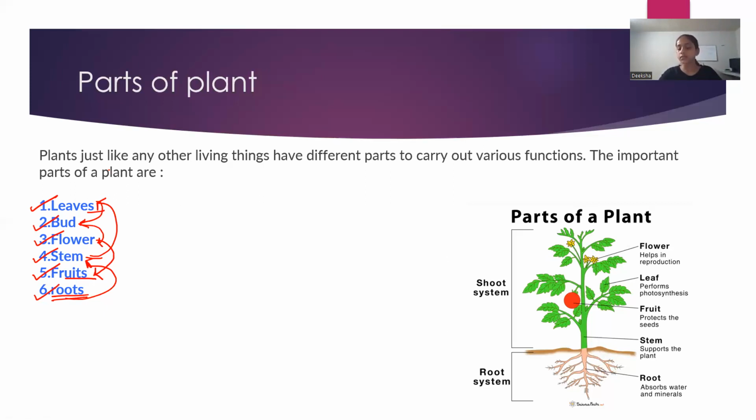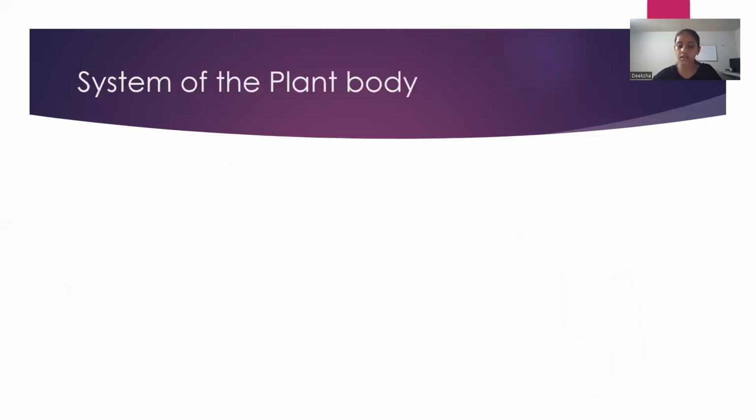Now, plants, just like other living things, also have various parts. What is the first one? First is my roots. Second is my stem. Third is my leaves. Fourth is my bud. Fifth is my flower. And sixth is my fruit.